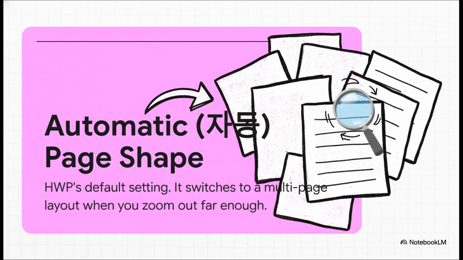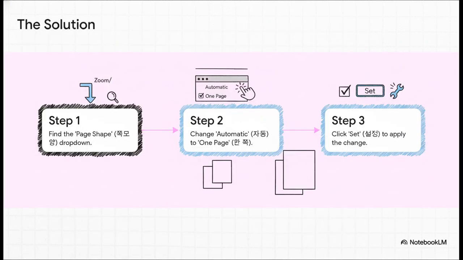Well, the culprit is this one little setting called page shape, and its default is set to automatic, or jadong. And what that automatic setting basically tells the program is, hey, if the person zooms out far enough, just assume they want to see a bunch of pages at once. It's that assumption that causes all the chaos. So all we have to do is just tell it to stop assuming.